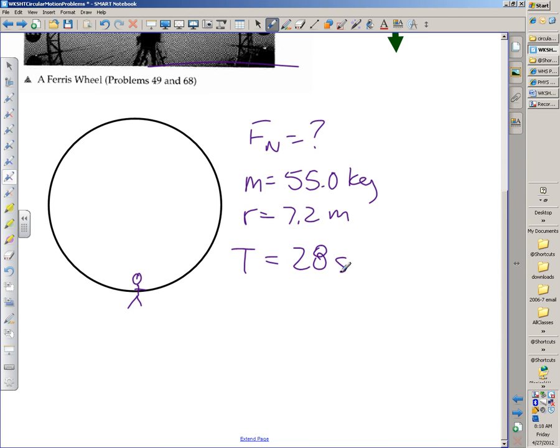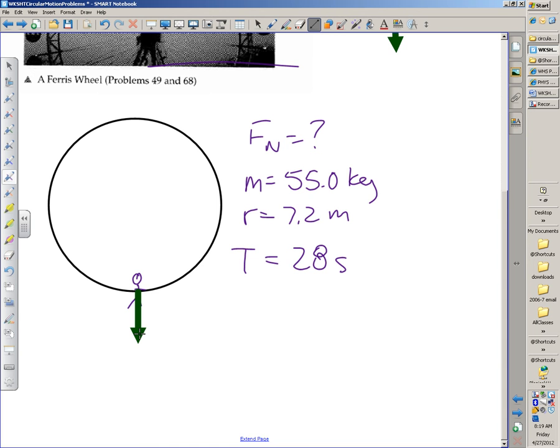Before we do anything else, let's go to this picture here. Okay? At the bottom of the Ferris wheel, 2 forces are acting on our rider. What's the first force that we can put in? Yeah, that's going to be the gravity force. Can't get rid of that. It's always there.